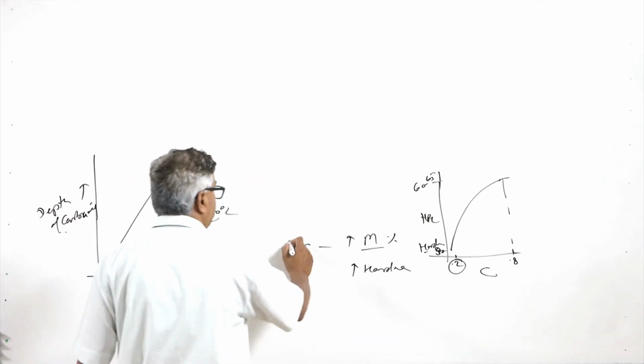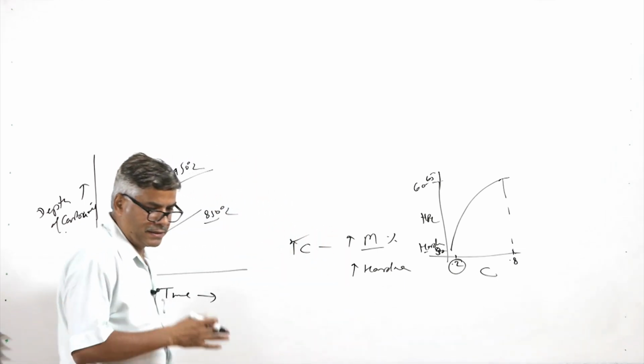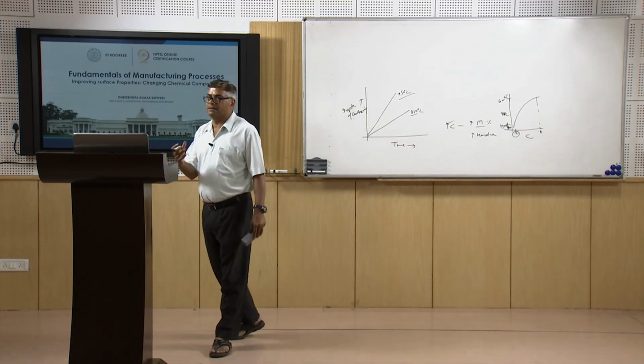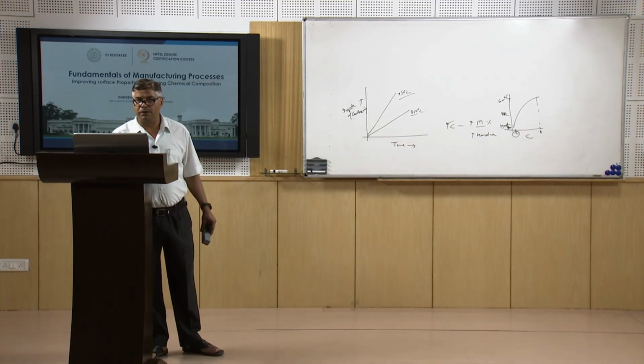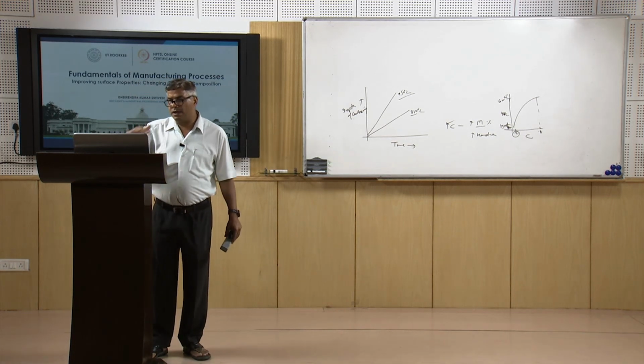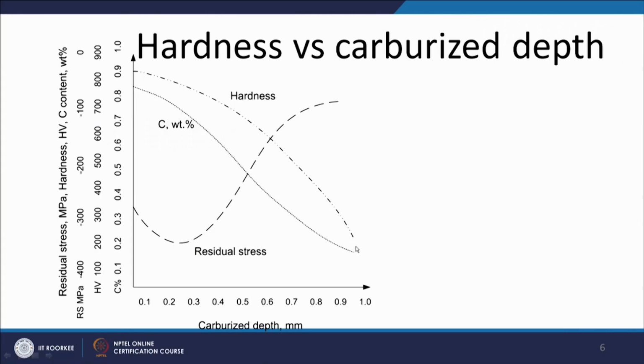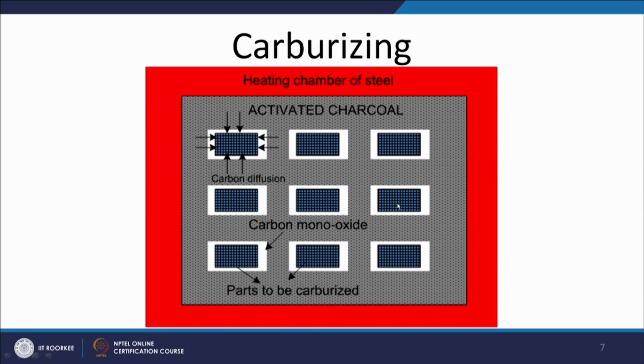So the amount of carbon present at the surface directly affects the fraction of martensite that will be formed as well as the hardness that will be obtained. And as we go down below the surface, we can see a continuous drop in hardness because of the decreasing carbon content in the subsurface region. This is the typical method.